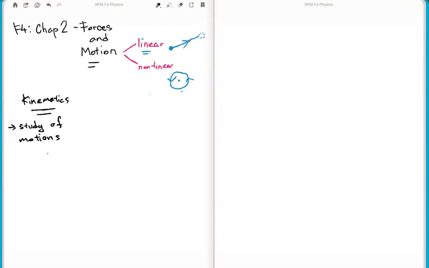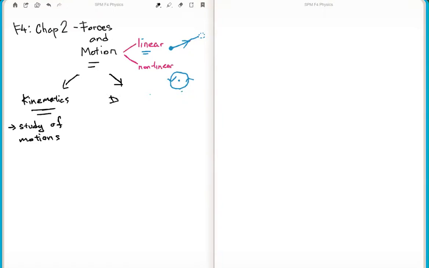Without considering the force, without knowing what force is acting on it. So what you will learn here is to study it. How do you learn it? They will normally ask you to calculate what's the speed, what's the distance, what is the acceleration, and how long it takes for an object to travel from one place to another.